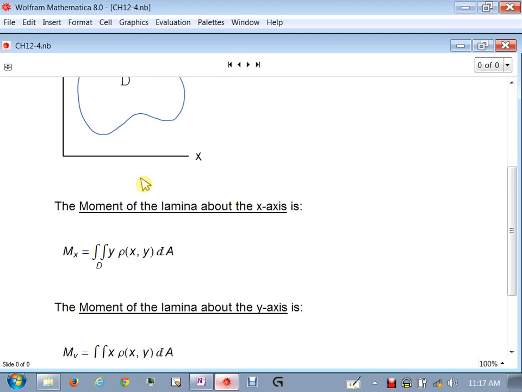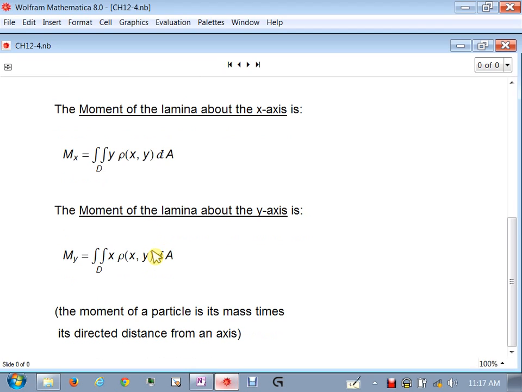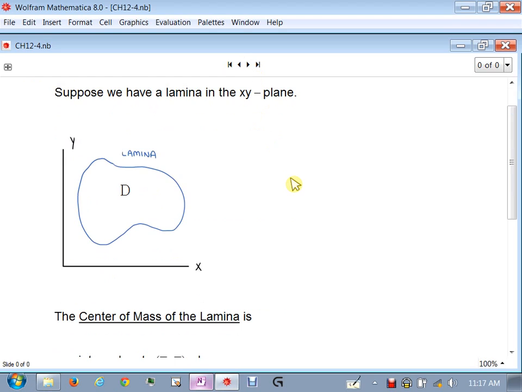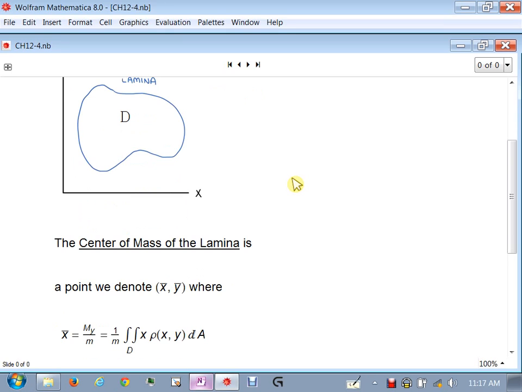Okay, got that? Now, if you have the moment about the x-axis and the moment about the y-axis, then you can actually find what's called the center of mass of the lamina, which is what? Center of mass.